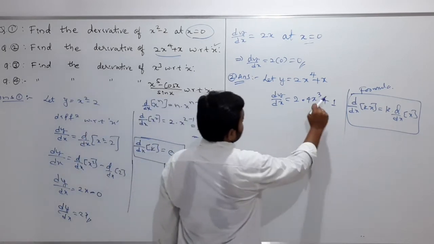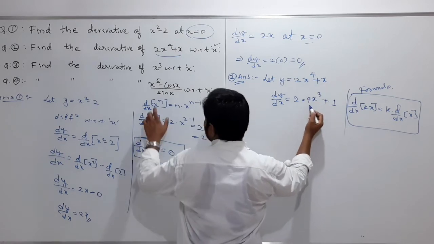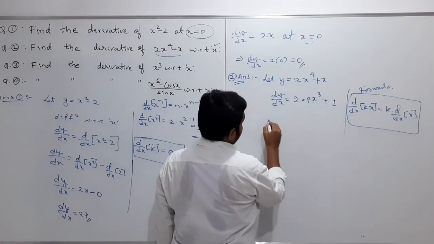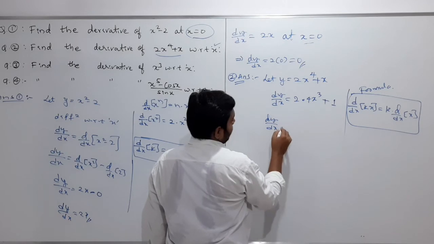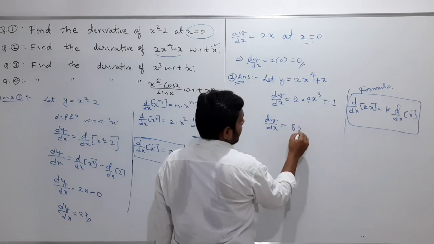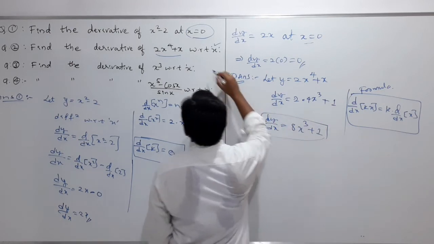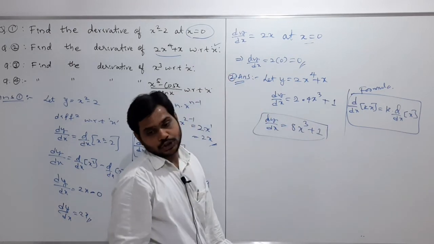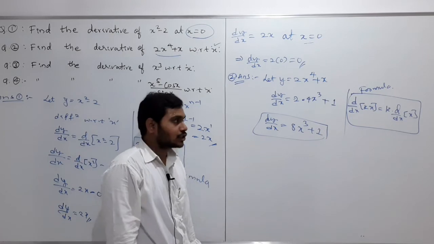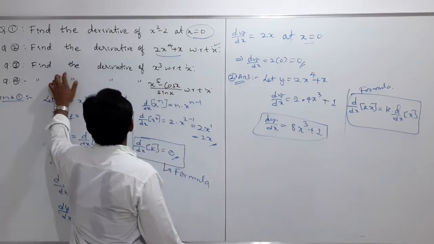Clear? So my dear students, the derivative of x to the power 4 I am finding by applying this result, so that is 4 into x cube. Therefore dy by dx is equal to 4 into 2, which is 8x cube plus 1. So this is your required answer for the second question. Understood?